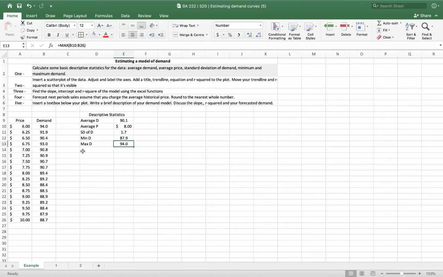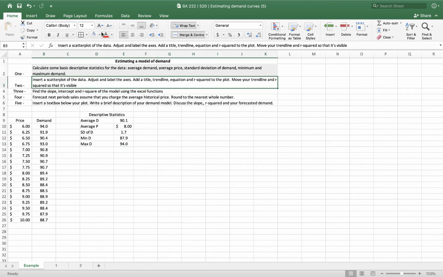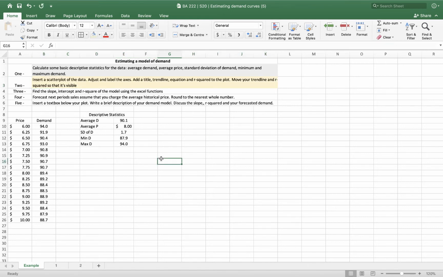So let's next move to the next step where we're going to insert a scatter plot of the data. And then we're going to format the chart so that if someone's looking at your chart, they don't need to ask you any questions. We're going to adjust the axes and we'll label them, we'll title it. And then we'll put a trendline equation and R squared on the plot so that we can see what the slope and intercept are. And then we're going to make it look tidy, because tidy goes such a long way with plots.